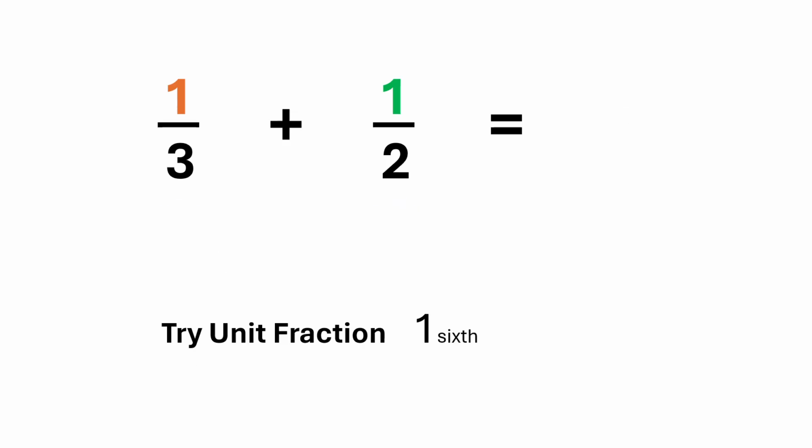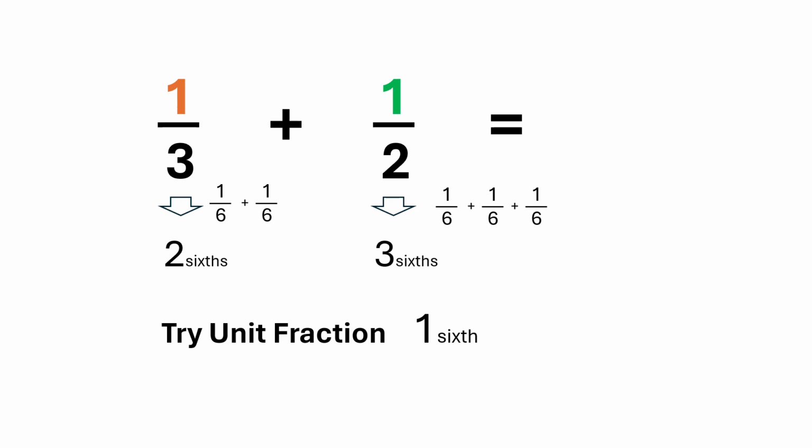Now let's try 1/6. 1/3 becomes 2 pieces of 1/6. That's 2/6. 1/2 becomes 3 pieces of 1/6. That's 3/6. Now we can add 2/6 plus 3/6 equals 5/6. It works.